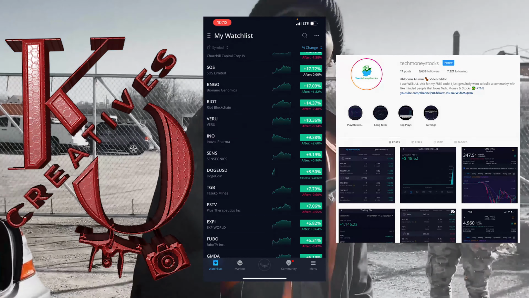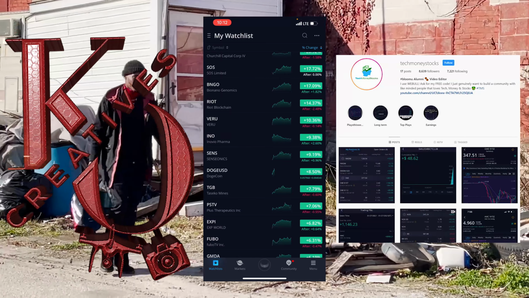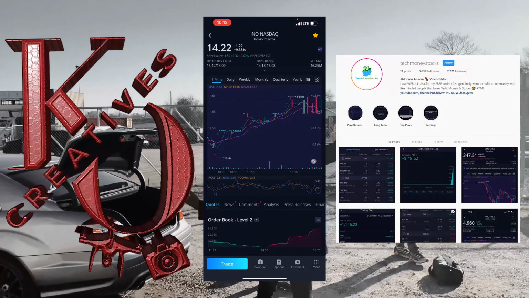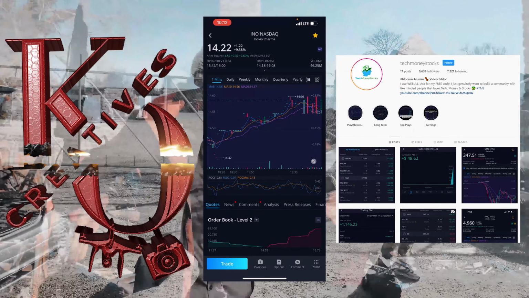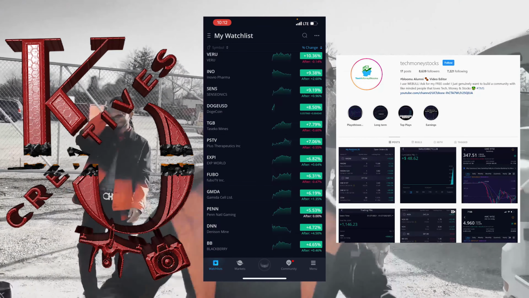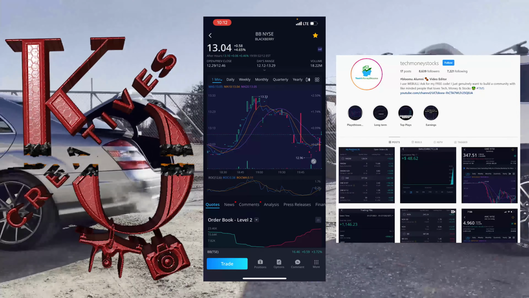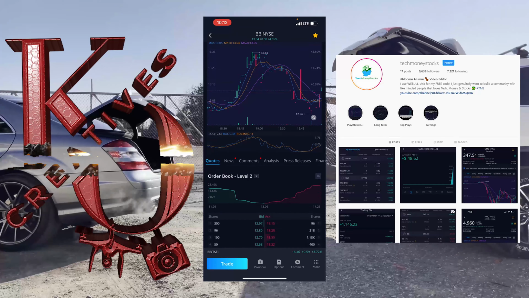I got something to show y'all. I want to show y'all how to put a limit order on a stock. So we're going to go to just a random stock right now. Let's see, something that everyone probably knows. BlackBerry. Everyone knows BlackBerry. So we can go to BlackBerry right now.